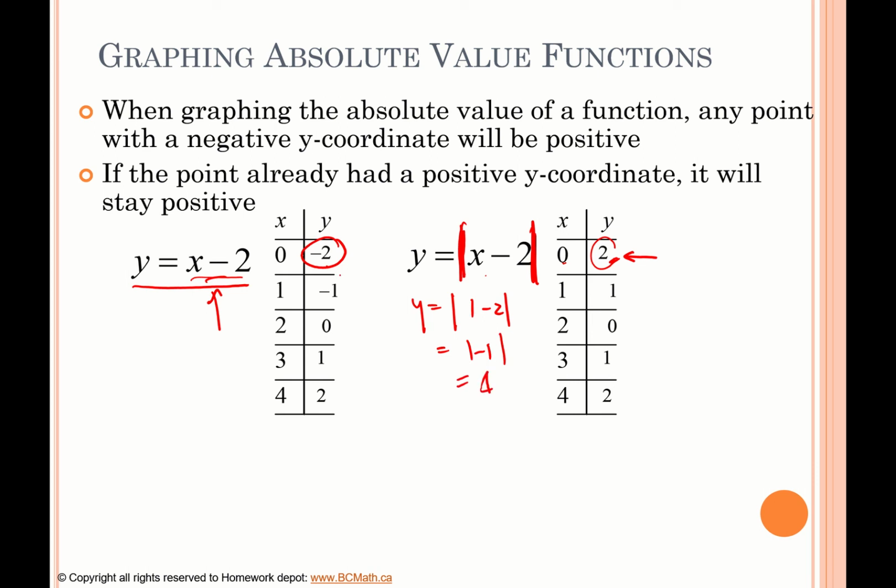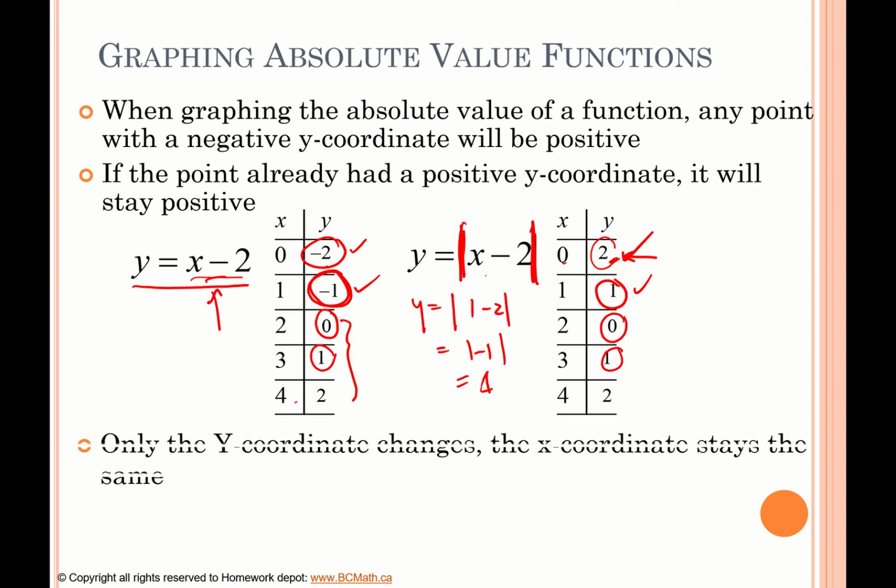Okay? So again, you look at the two equations, you compare them. This y coordinate was negative 1 before. Now it becomes positive 1. This y value was 0, now it becomes 0. 1 stays as 1, 2 stays as 2. So basically, if it was a negative y coordinate, it becomes positive, okay? And if it's positive, it stays positive. Another thing is the x values don't change, okay? So remember, only the y coordinates change. The x coordinates will stay the same, okay?